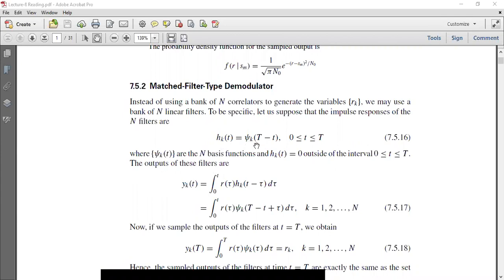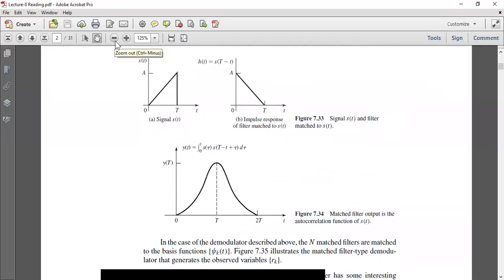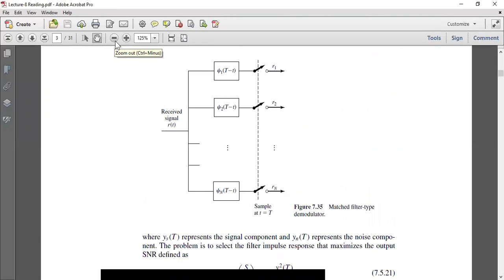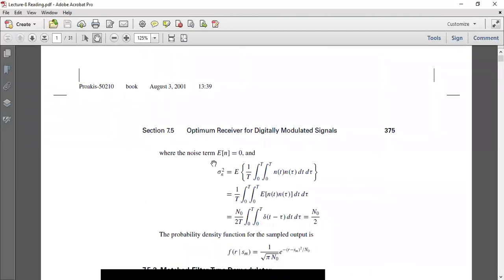Instead of using a bank of N correlators, meaning those multipliers and integrators, to generate the variables r of k, we may use a bank of N linear filters. The structure is given in this book like this. So these are N matched filters, and this is the general structure for matched filters.